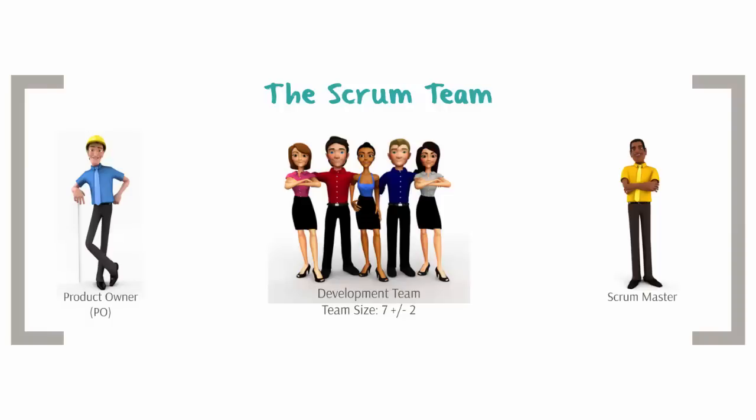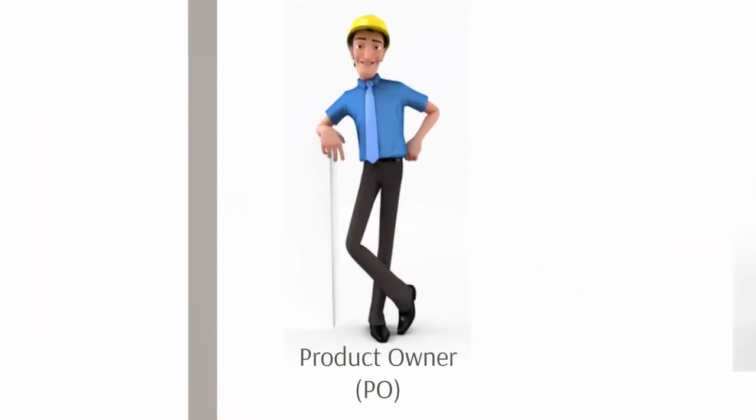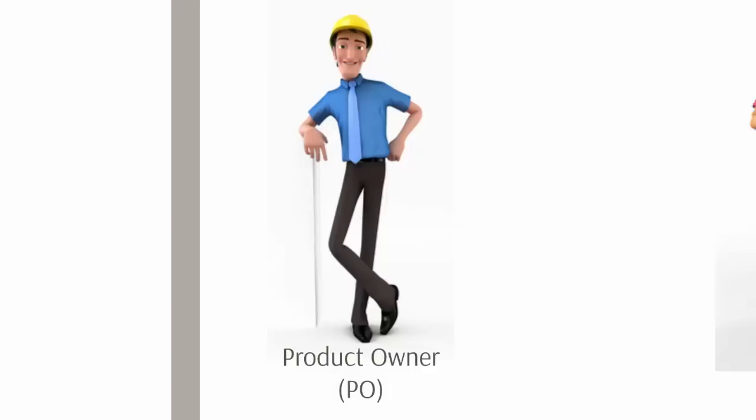The Scrum team comprises the product owner, development team and our Scrum Master. The product owner has a good vision of the product. He clearly understands what to deliver, and is able to prioritize features accordingly.